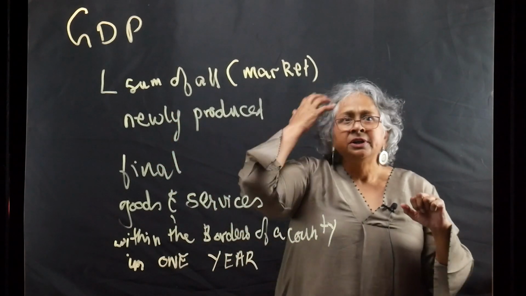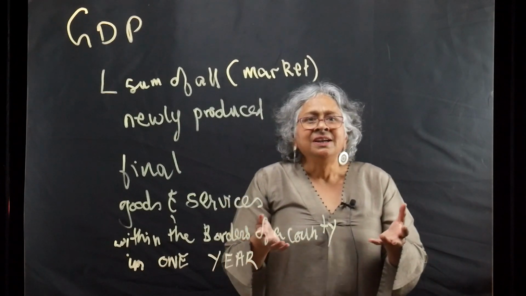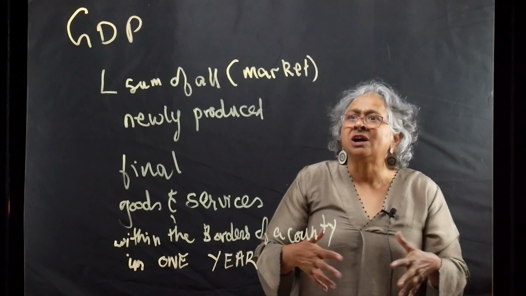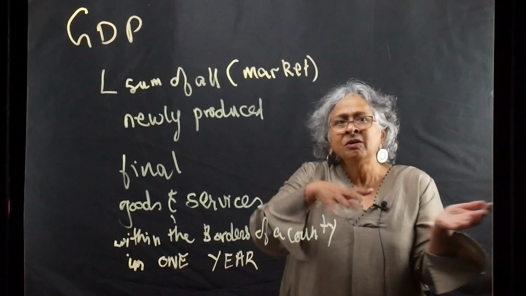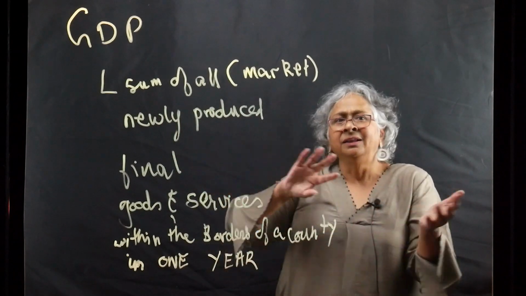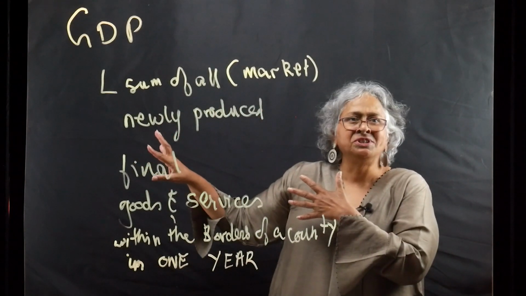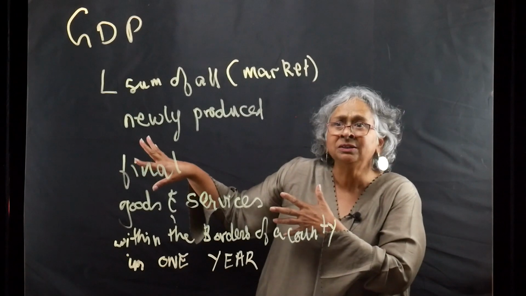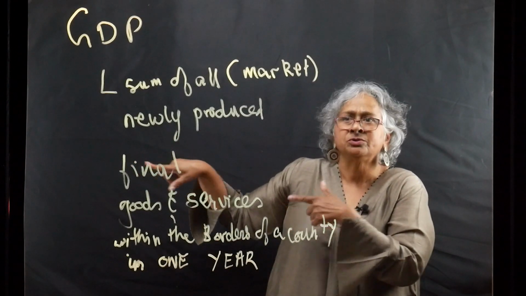newly produced. So why newly produced? It has to be something I produced now to count for this year's GDP. I already counted, so supposing I buy a car that was produced in 2002, old model, I counted that car in 2002, so I'm not going to count it now.